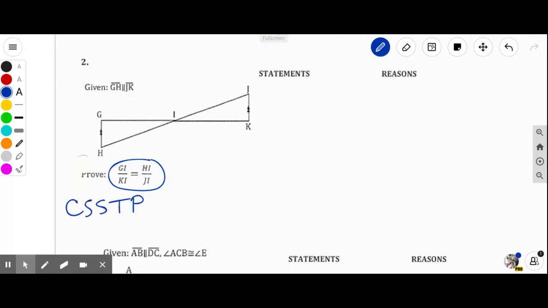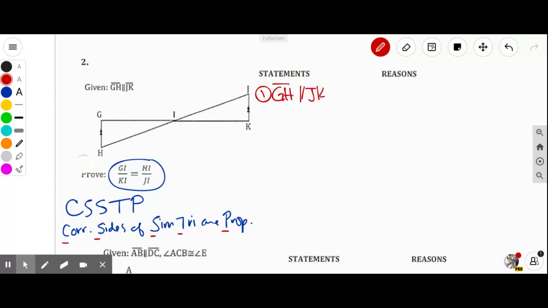Or you could say CP, corresponding parts, but it's really corresponding sides of similar triangles are proportional. So I'm just going to abbreviate that. Corresponding sides of similar triangles are proportional. So see, that's where the CSSTP comes in. So in a case like this, you'd have to first show that the triangles are similar using, usually, angle, like I said, so it's pretty easy. And then you can say that the corresponding sides are proportional by CSSTP.